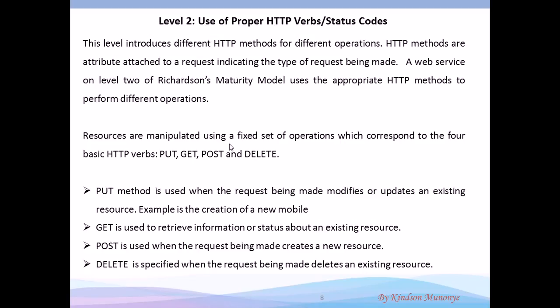So level 2 is using the proper HTTP verbs or HTTP methods. If you want to create a new request, a new user, a new profile, then the method should be POST. If you want to delete an item, a resource, then the method should be DELETE. If you don't use the correct verb, then you've not attained level 2. But if you use the correct HTTP methods, okay, then you've reached level 2 of the Richardson's maturity model. Maybe you can pause this video and take a look at the various verbs and the explanation here.